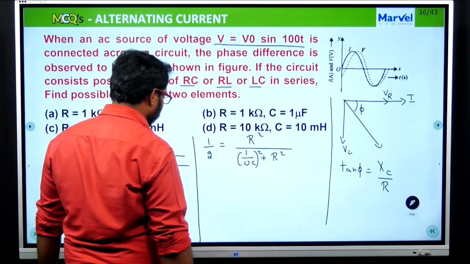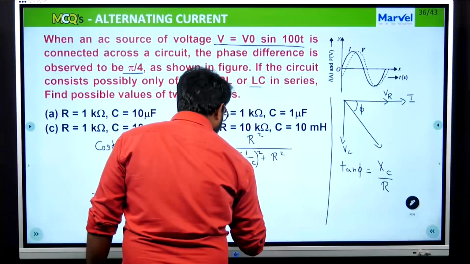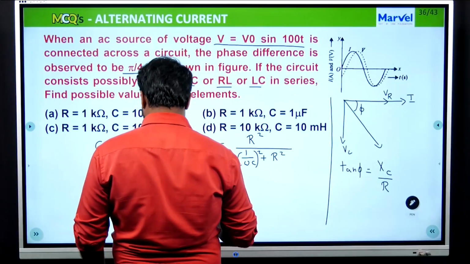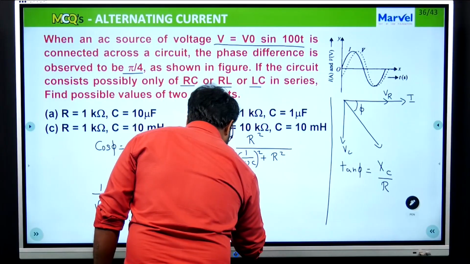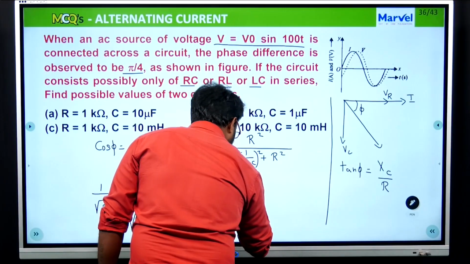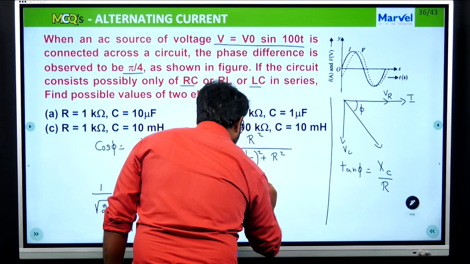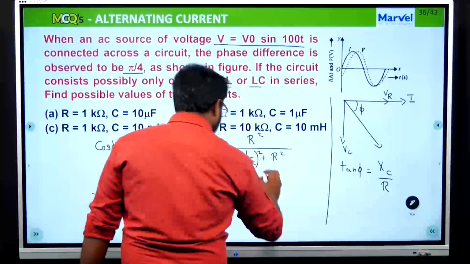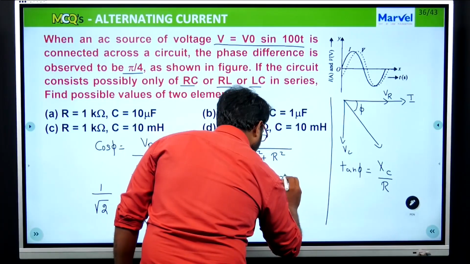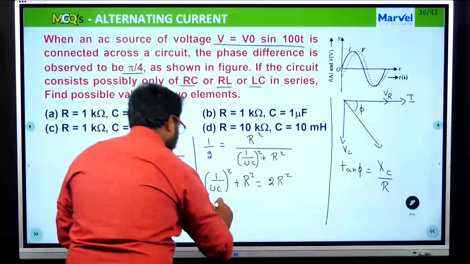So now just look, let me cross multiply the whole thing. If I just cross multiply this, it becomes 1 by omega C the whole squared plus R squared is equal to 2 into R squared. Now I'll take this R squared to the other side.